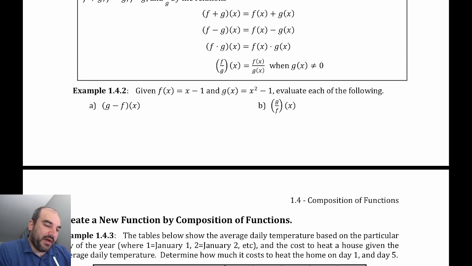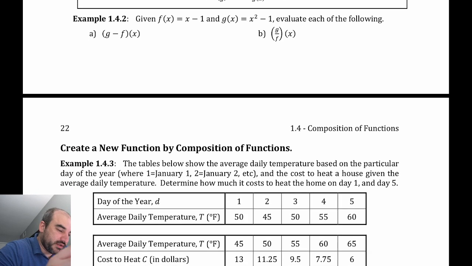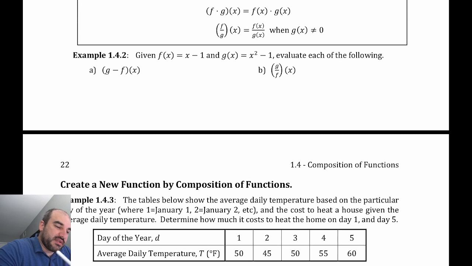Given f and g, evaluate each of the following. So let's look at what the notation is or does. Let us begin by, we'll do part B. I'll do part B here since that's the more interesting one. You guys can do part A on your own. This is telling me to take g and divide it by f. So we're going to take g of x and divide that by f of x. Right? And g of x and f of x are given to us in the question here.